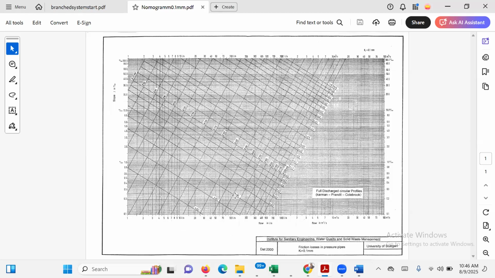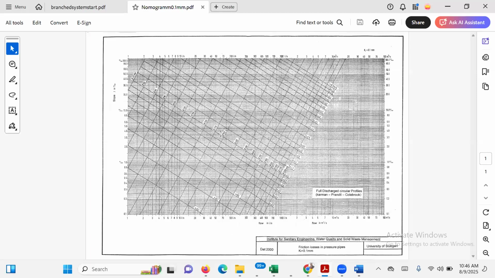Why are we interested in the velocity? We say that the velocity is for check, because the code, the standard says your velocity must not be less than 0.3, and it must not be more than 3. If it is more than 3 meters per second, it will lead to supercritical flow. If it is less than 0.3, it will lead to other forms of problems.